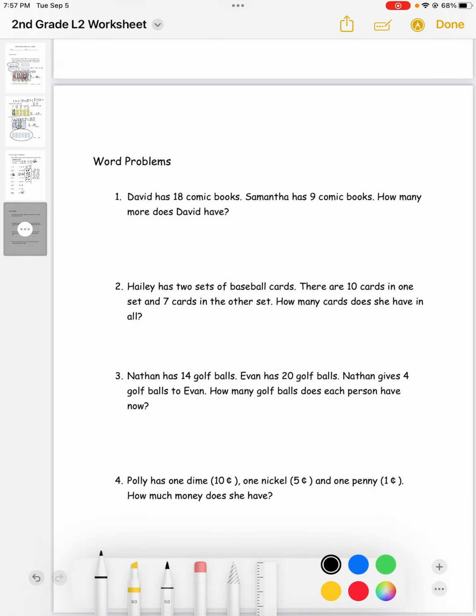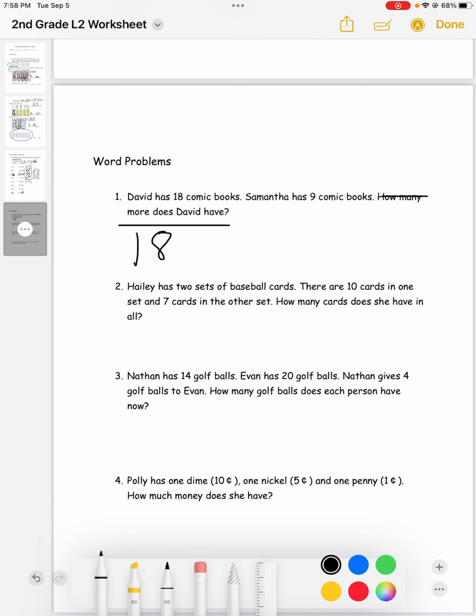Now let's do the last page, the word problems. Let's do question number 1. David has 18 comic books. Samantha has 9 comic books. How many more does David have?